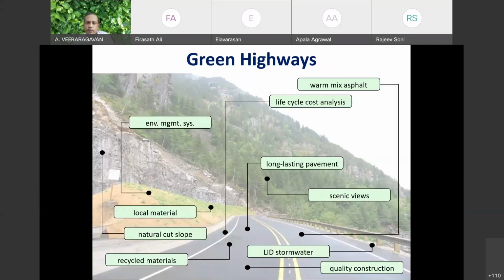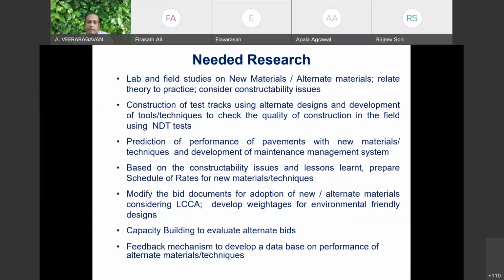We need more and more green highways, taking into account the locally available material, natural slope, recycled material, tapping of the water, groundwater recharging, better warm mix asphalt. Considering life cycle cost, that we look for sustainable pavement engineering is greener highways. So the need for research, before I conclude, is theory to practice. Lab and field studies are needed, but duly considering the construction variability and the quality of construction.